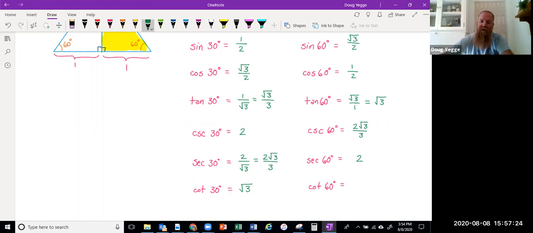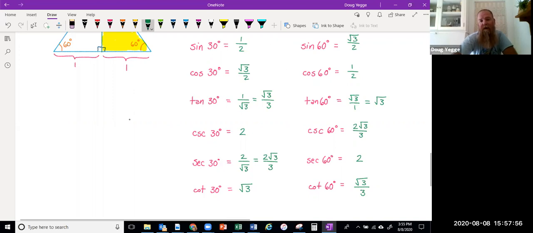And finally, cotangent of 60 is going to be the cofunction of tangent of 30, or the reciprocal of tangent, which means the cotangent of 60 is root 3 over 3. So we have all of these values for our 30 and 60 degree angles. Although it seems like a lot to memorize and a lot to know, we are going to soon see easier ways to remember these.